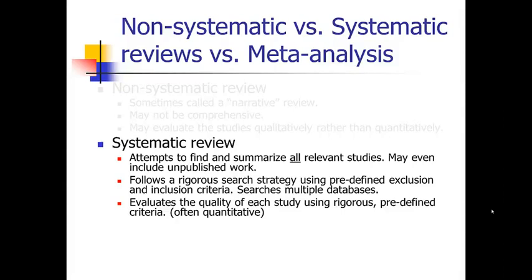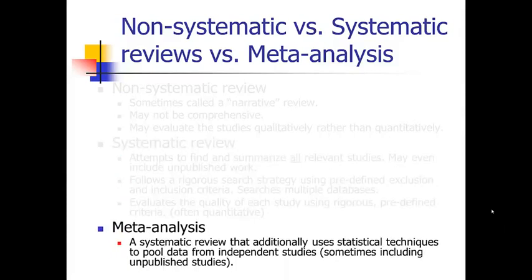So you might have a scoring system where you're going to rank the studies from a low of 1 to a high of 4 or something like that based on the quality of the evidence in those studies. So it's often a quantitative evaluation, and you've got some predefined criteria that you've set out ahead of time for evaluating the papers in your review.